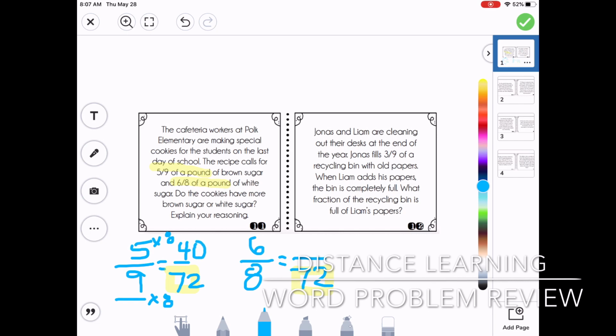On the opposite side, what did I do to turn 8 into 72? I multiplied it by 9. Whatever you do to the bottom, you have to do to the top. And I know 6 times 9 is 54. And this shows me that now I can compare 54 over 72 and 40 over 72. And I can see that 54 over 72 is more because the numerator is larger.